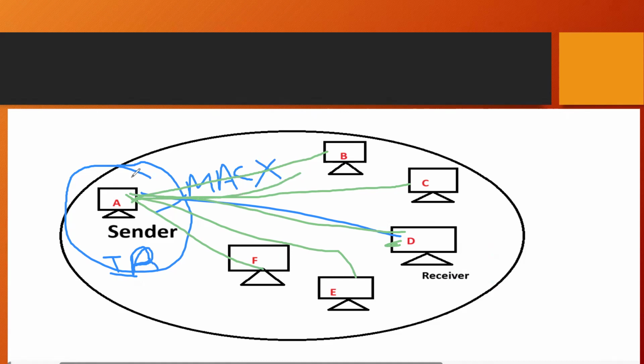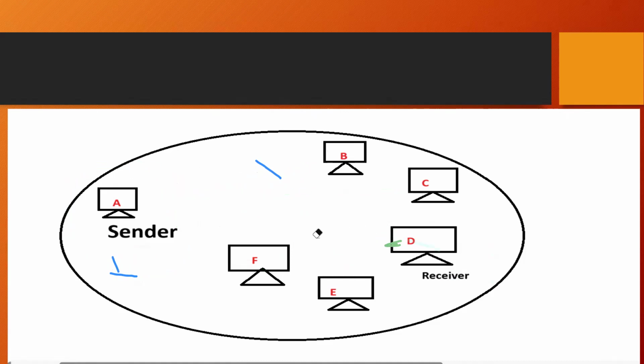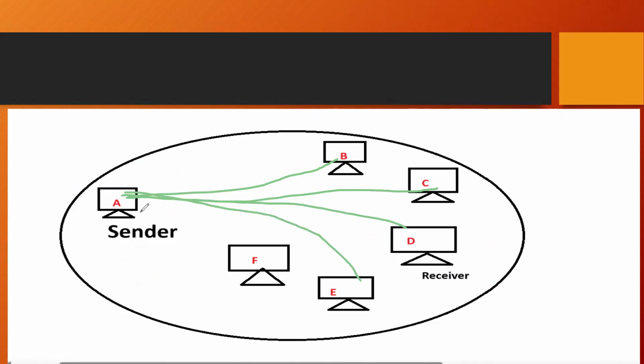And what is the meaning of this broadcast? It means it is going to ask everyone. It is asking B, "Hey, this is the IP address, do you have this IP address?" It asks C, D, E and F. It is going to ask each machine, "Hey, this is the IP address I want to communicate with, but I don't know the MAC address. So how am I going to communicate with you?"